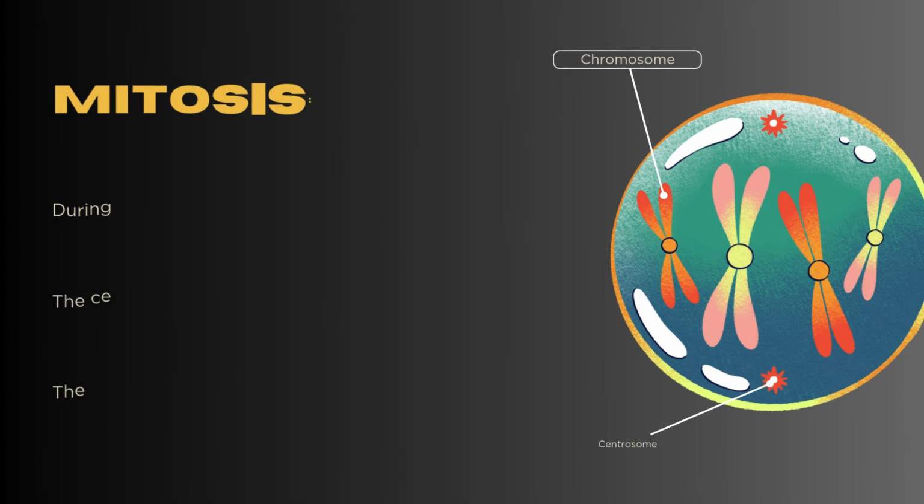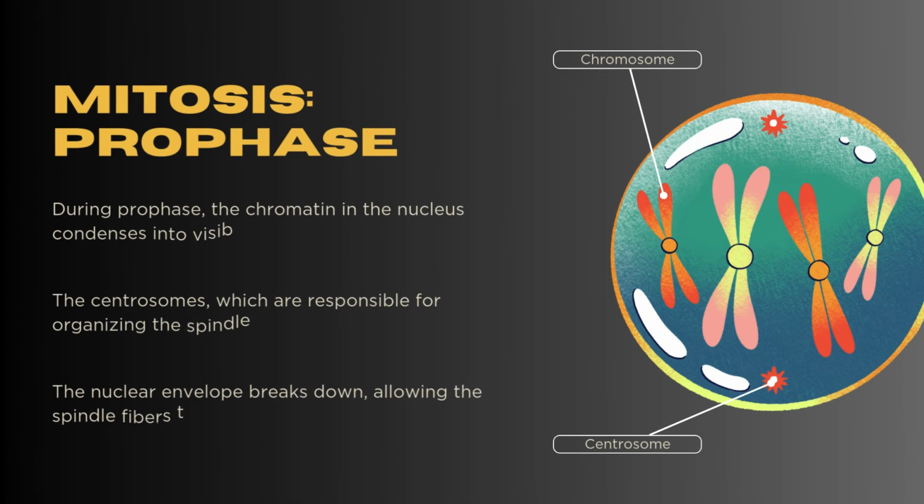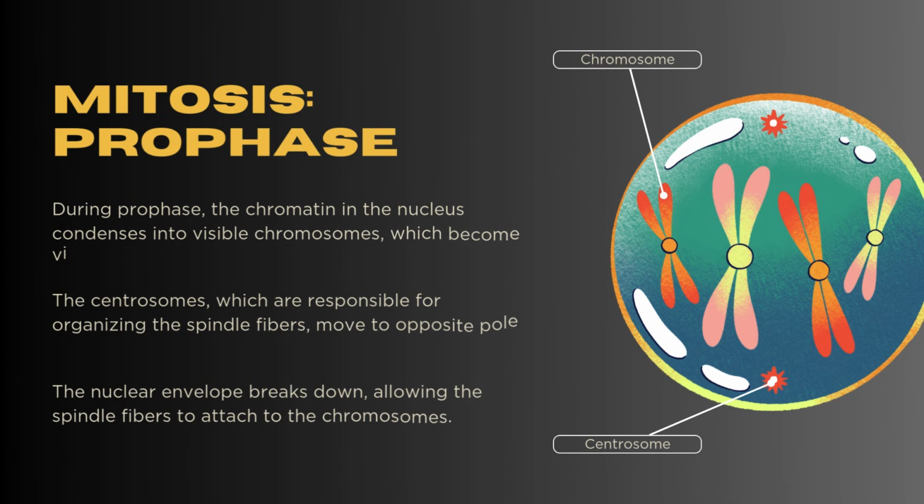In prophase, the DNA condenses into visible chromosomes. Centrosomes move to opposite sides of the cell. The nuclear envelope breaks down. Spindle fibers begin to form and attach to chromosomes. This stage prepares the cell for division by organizing everything it needs.